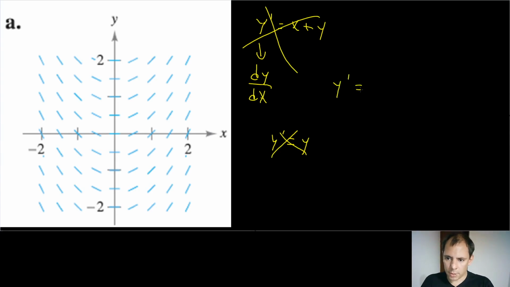y prime equals x. Yes, this one fits in here, because it depends on x. When x is 0, the slope is going to be 0. When x increases, the slope is going to increase. When x decreases, the slope is going to decrease. So that's another one. Let me see. Now a new one.